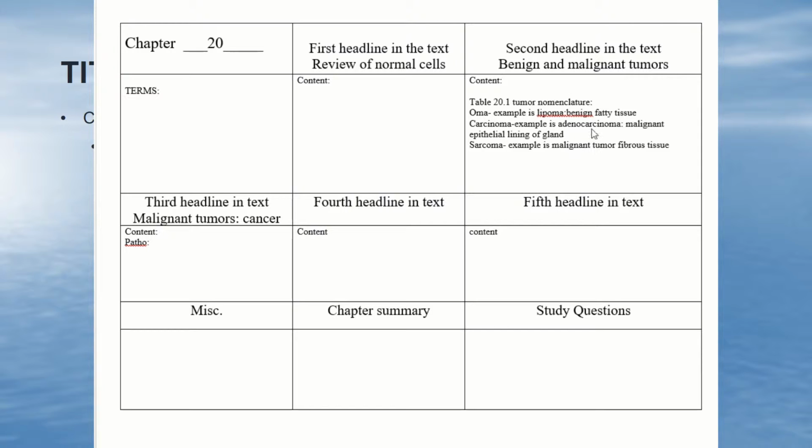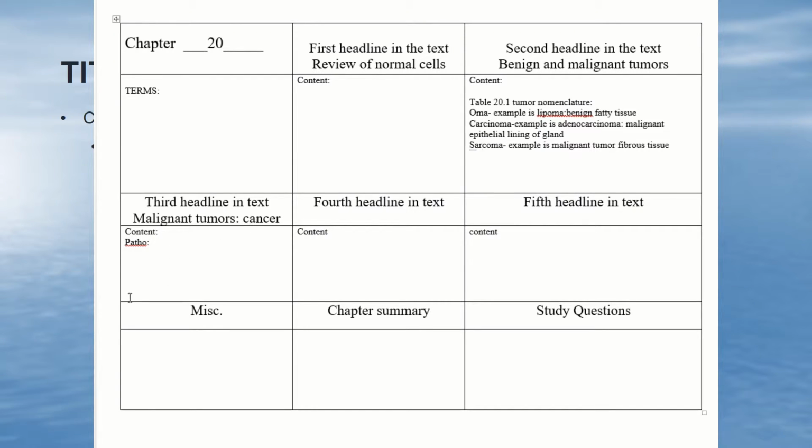So let's look at this. We're going to put benign and malignant tumors in the second headline, and there's a table there that has some good information, just some terms you need to know. An OMA is usually benign, fatty tissue is where it's located, and it gives you an example of a lipoma. Same thing with adeno. It's usually malignant, epithelial tissue. We call it a carcinoma. And then the fibrous tissue is malignant connective tissue, and we call it a sarcoma. Just some things that you might need to know.